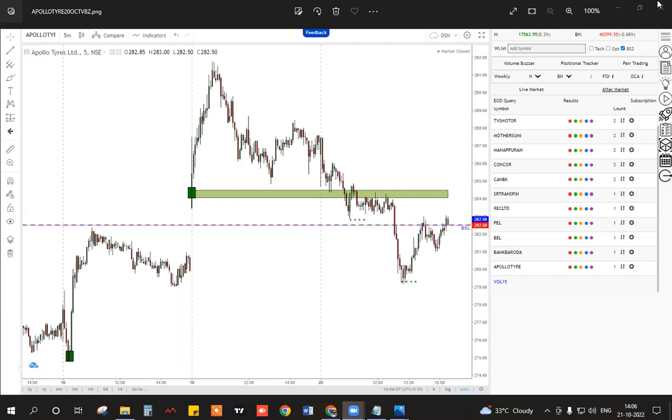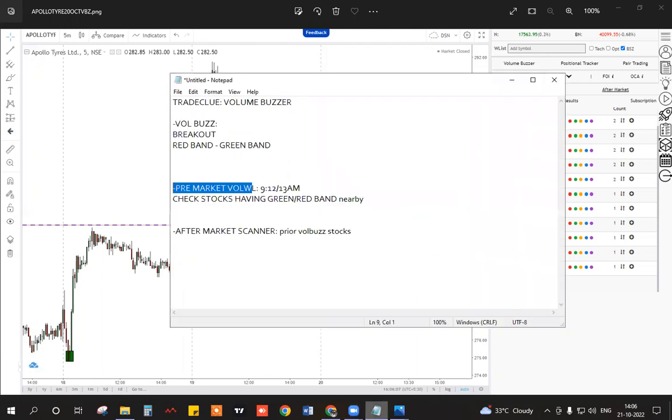I hope you guys are clear with the patterns as such. If you have any queries, you can post them in the chat box or you can unmute yourself. Otherwise we are done for the day. Mostly keep a track of this pre-market watch list and keep a track of the volume buzzer stocks as well.